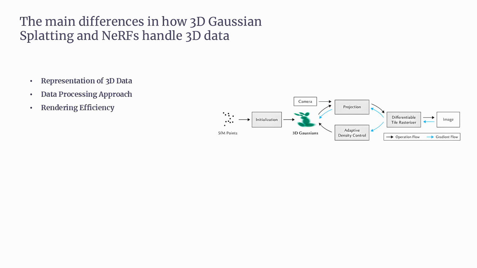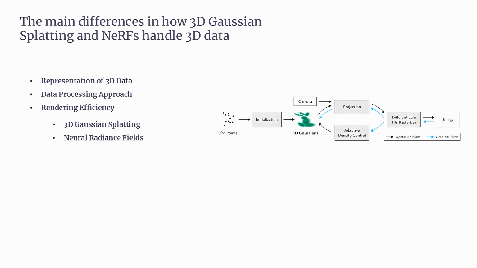The third, rendering efficiency. For 3D Gaussian splatting, one of the key advantages of 3D-GS is that it enables real-time rendering. The splats are rasterized efficiently, allowing for quick visual feedback and interactivity. This makes it ideal for applications where real-time performance is essential.